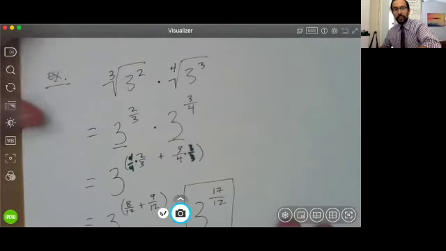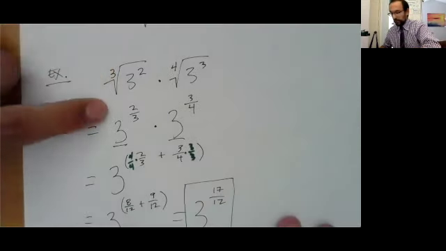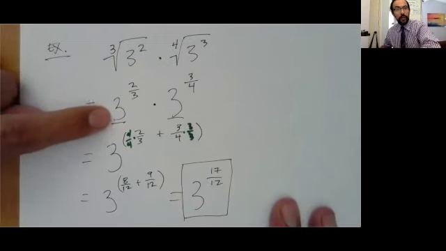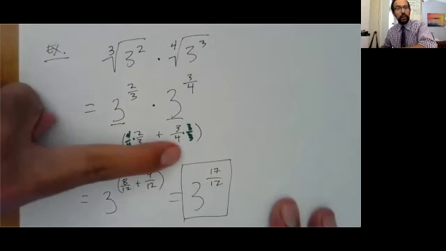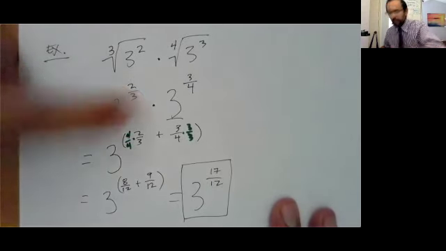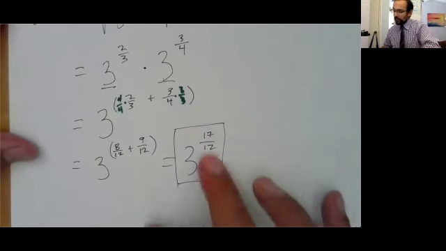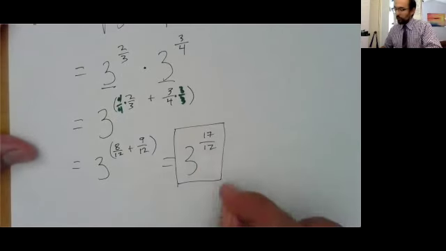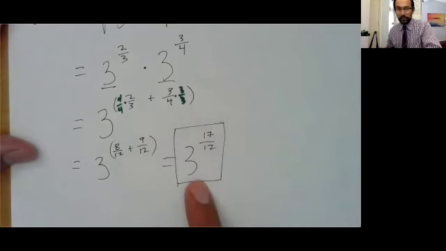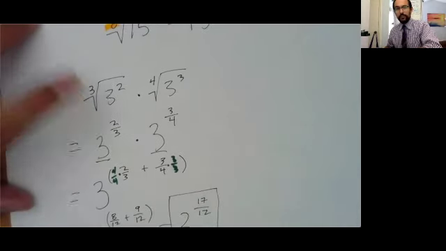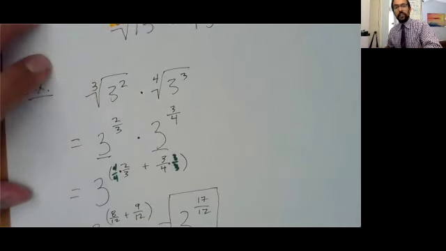Again, what I did, I had these two radicals, I switched them over to fractional form, and then I was able to add those two exponents because I'm multiplying their bases, and then I end up with an exponent of 17 over 12. We may still not know what this number is without a calculator, but at least we have simplified our original expression.